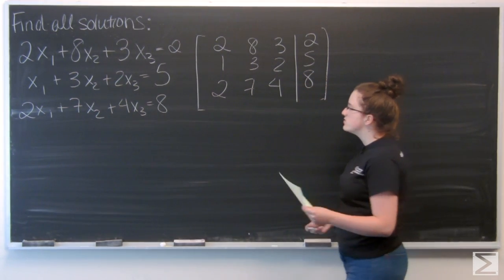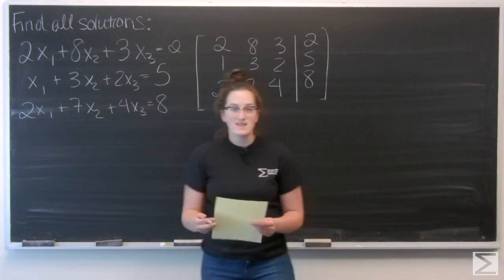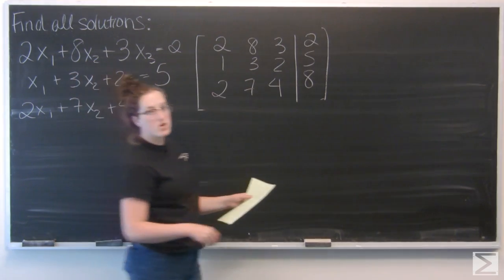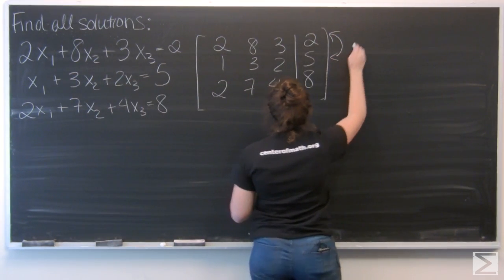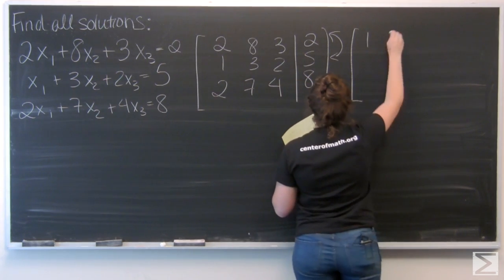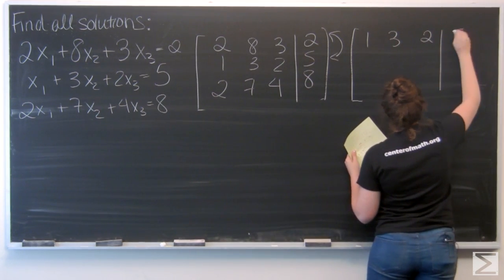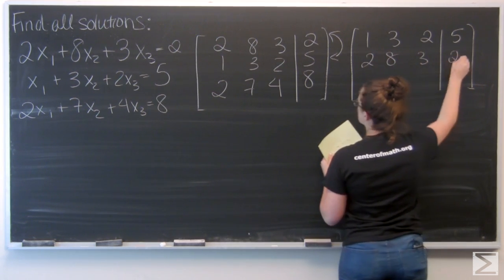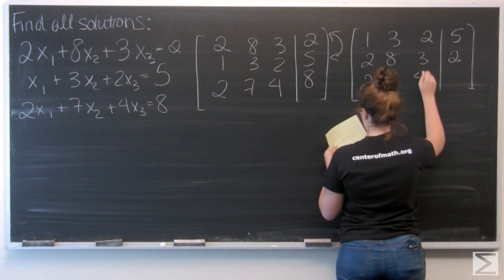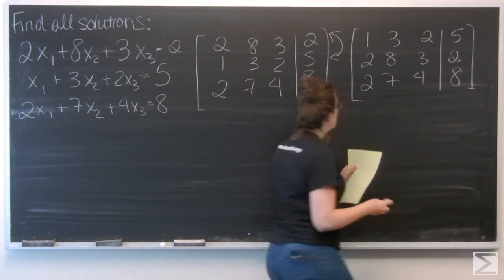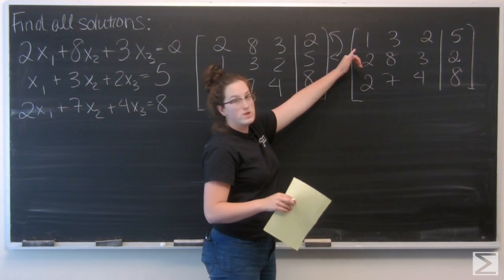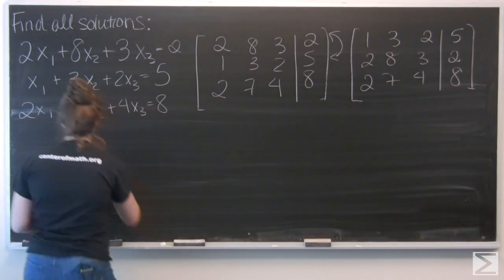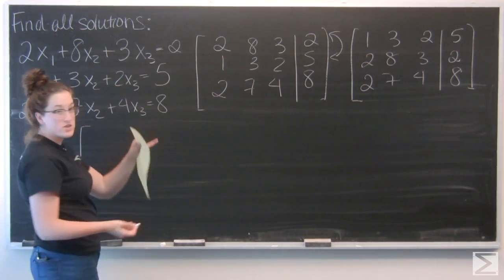And the first thing I want to do to put it in row echelon form is to put that leading one in the top in the pivot position. So I'm going to go and switch the first and second rows. And now I want to clear out below that one. So let's go ahead and subtract the third row from the second. So I'm just going to carry the first row through.